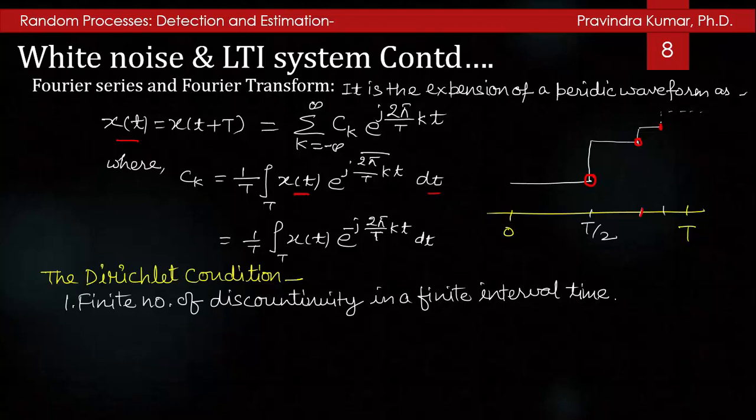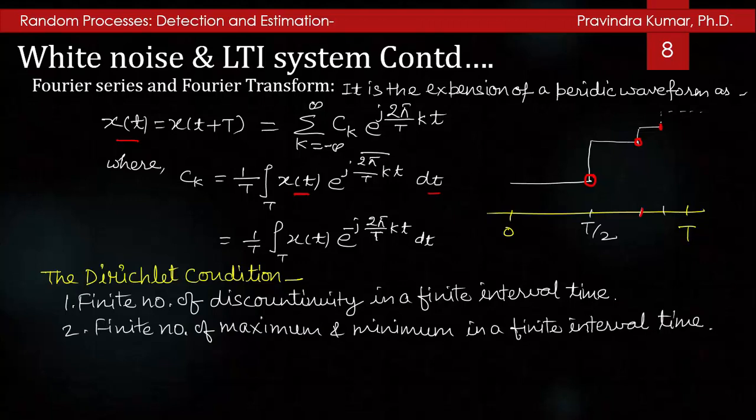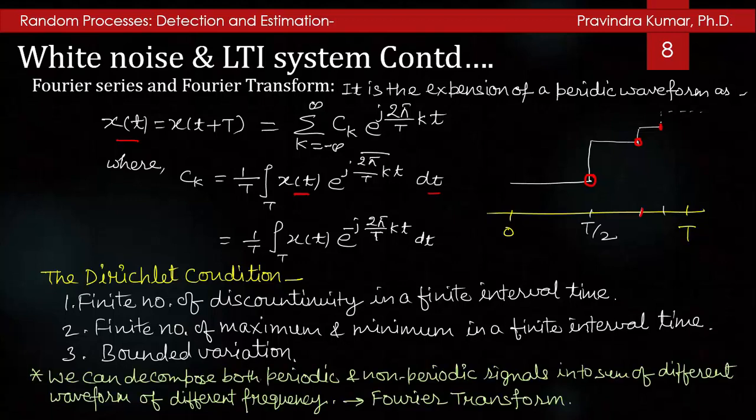Another condition is a finite number of maxima and minima in a finite interval of time. And the third is bounded variation. There should be bounded variation for the Fourier series expansion. And we can decompose both periodic and non-periodic signals into a sum of waveforms of different frequencies. This is known as the Fourier transform.